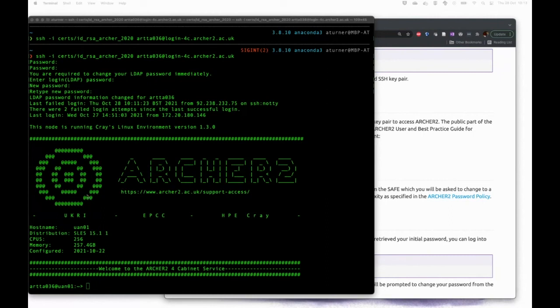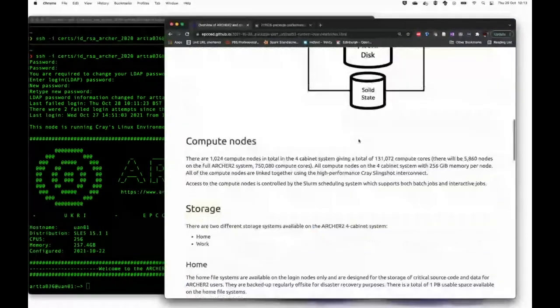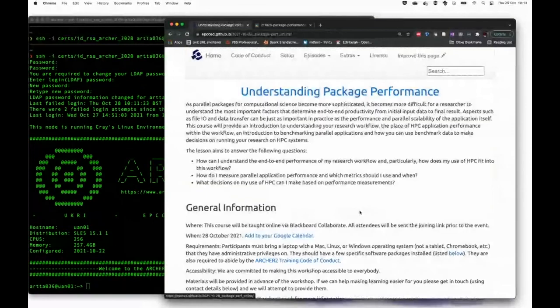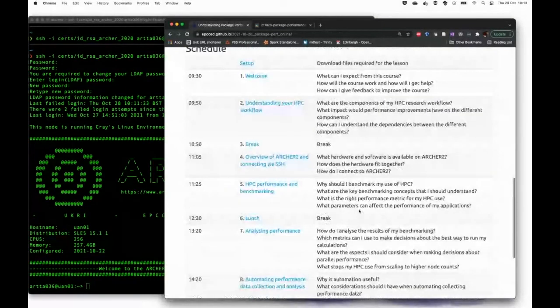So let me go and have a look at the original schedule we had, so I'll understand the timings a bit better. So here we are. We were not supposed to have a break until 11:05. So if you've logged into the system successfully, then we'll use the rest of this time until the break's finished to get the people who are struggling logged in.